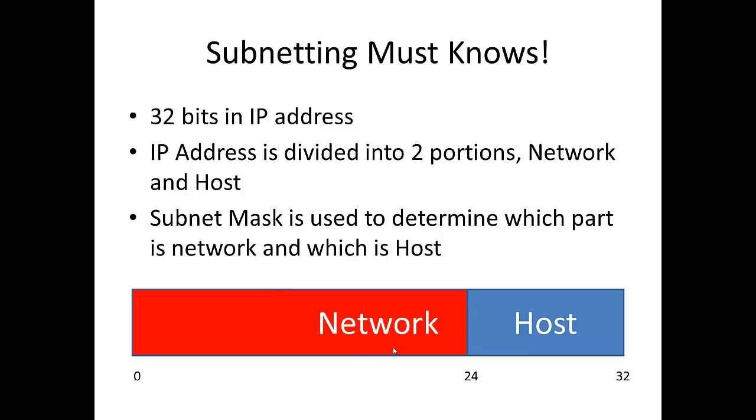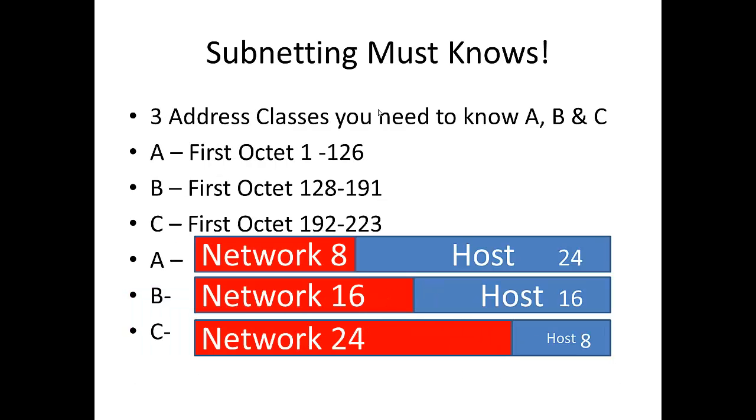Basically all devices with the same network address, the red part, are on the local network. If the network address is different, they are on a remote network. There are three different address classes that you should know. Now, address classes are no longer used, but they are legacy and they're still in the Cisco material. A, B, and C. The first octet of the IP address will determine which class the address is.